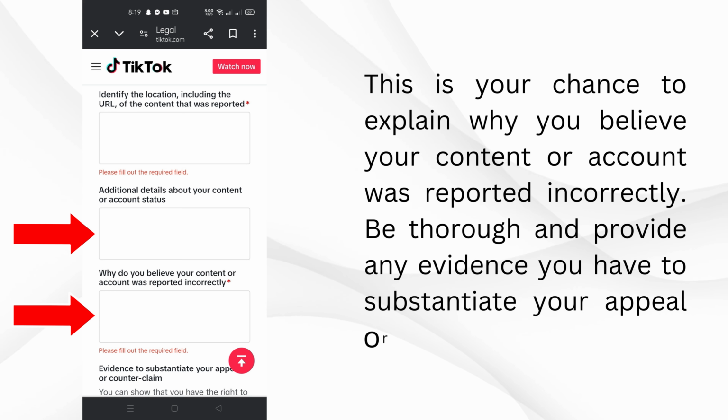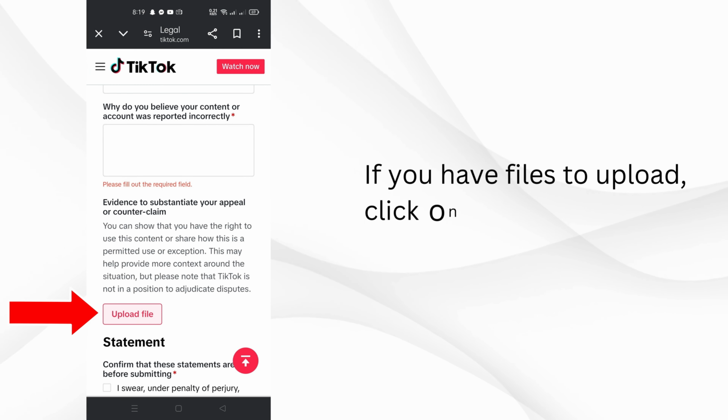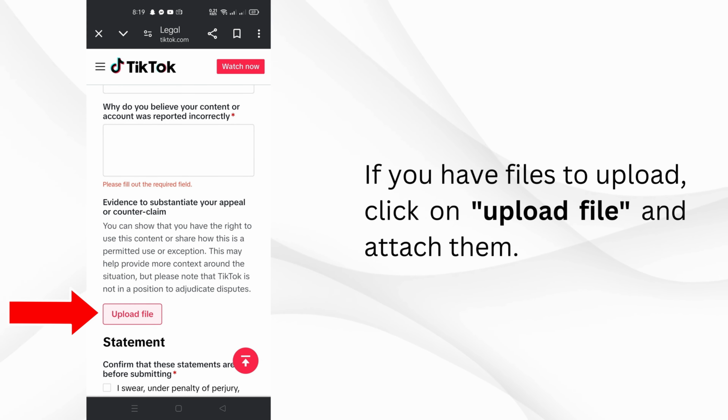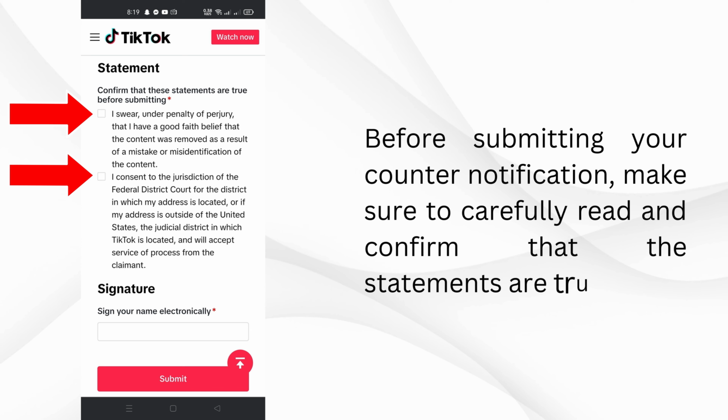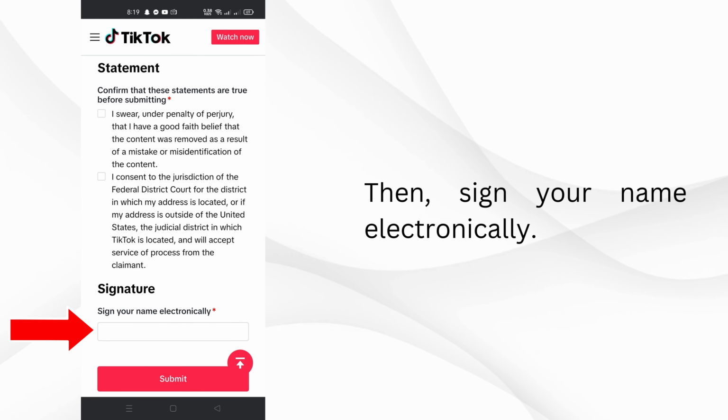Be thorough and provide any evidence you have to substantiate your appeal or counterclaim. If you have files to upload, click on Upload File and attach them. Before submitting your counter notification, make sure to carefully read and confirm that the statements are true. Then, sign your name electronically.